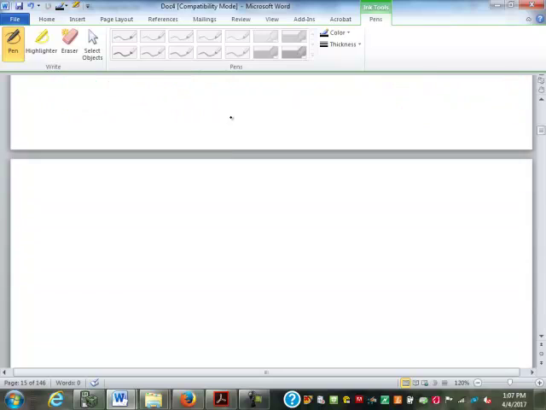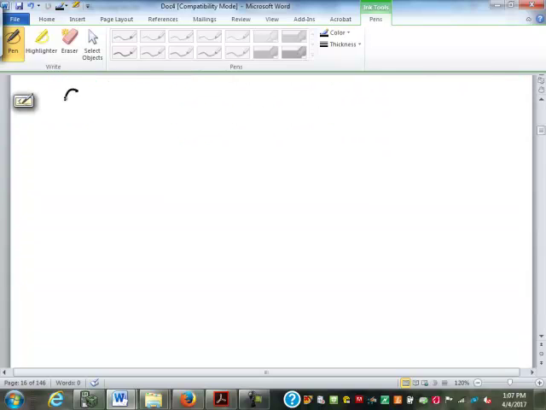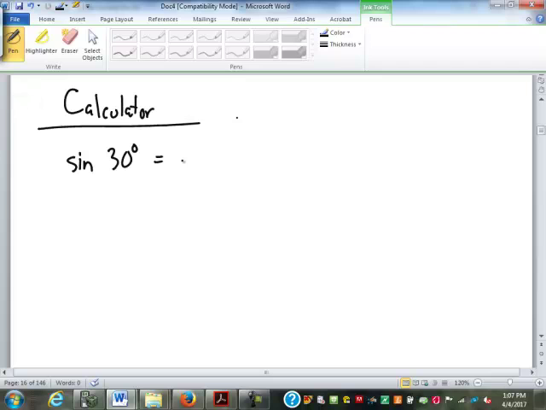On your calculator, if I want to find the sine of 30 degrees, all of you have a two-function calculator. So you would just hit the sine key first, type in 30, and hit equals. It should give you 0.5. If it does not give you 0.5, let me know, because that means you're stuck in radian mode instead of degree mode.